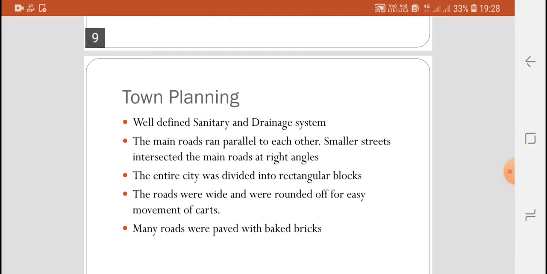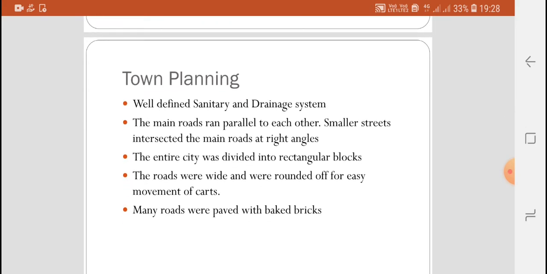Let us understand what is town planning. They were very well known and they were very much conscious about the sanitary and drainage system. They had a well defined sanitary and drainage system. The main roads ran parallel to each other. Smaller streets intersected the main roads at right angles.